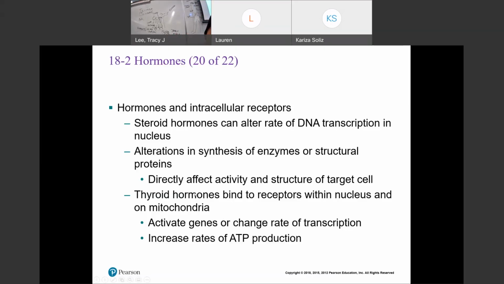One example is thyroid hormone. It's going to change the rate of transcription. What is transcription?